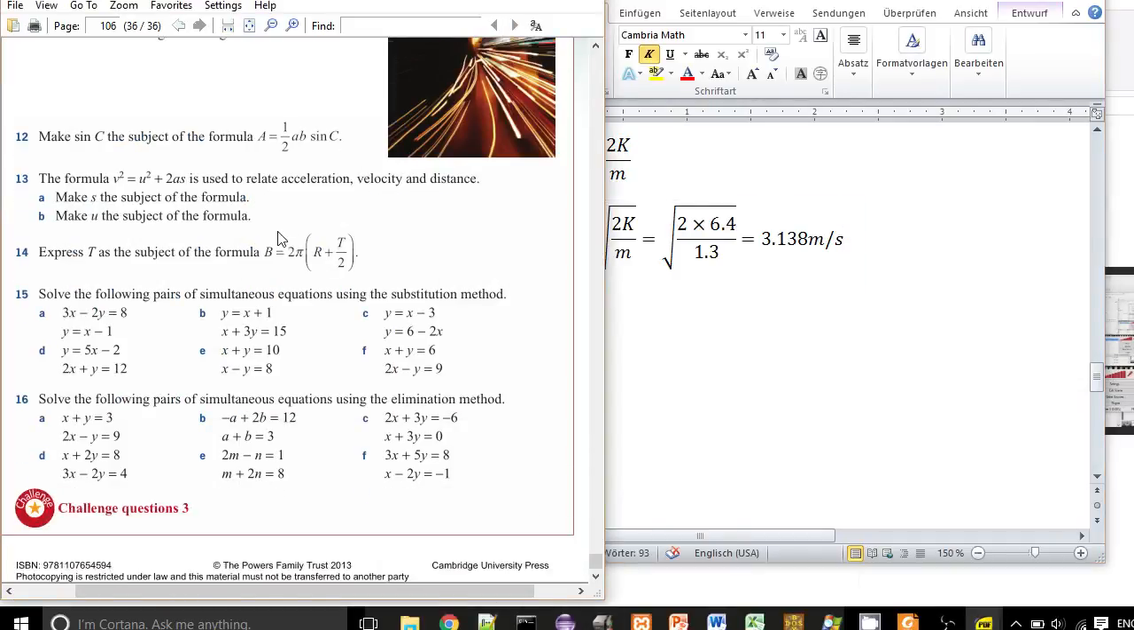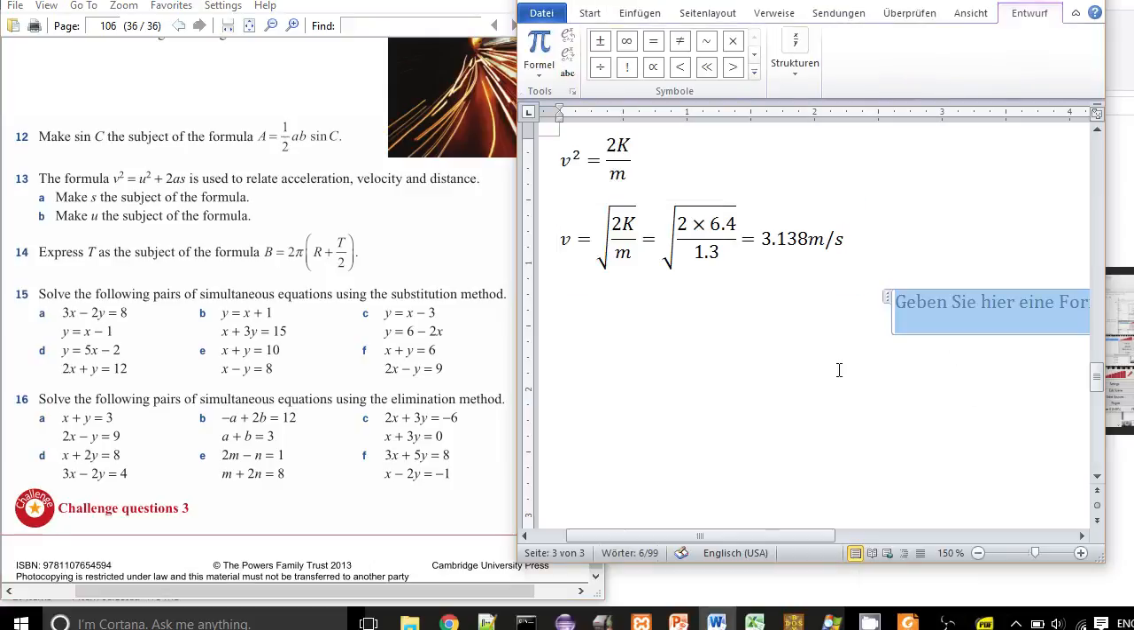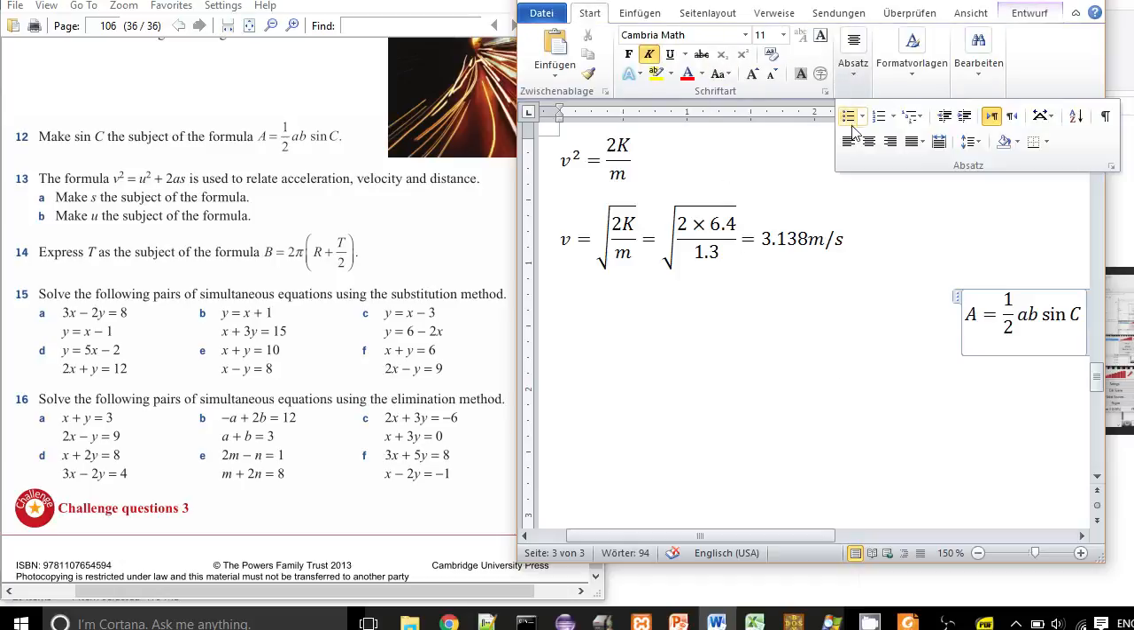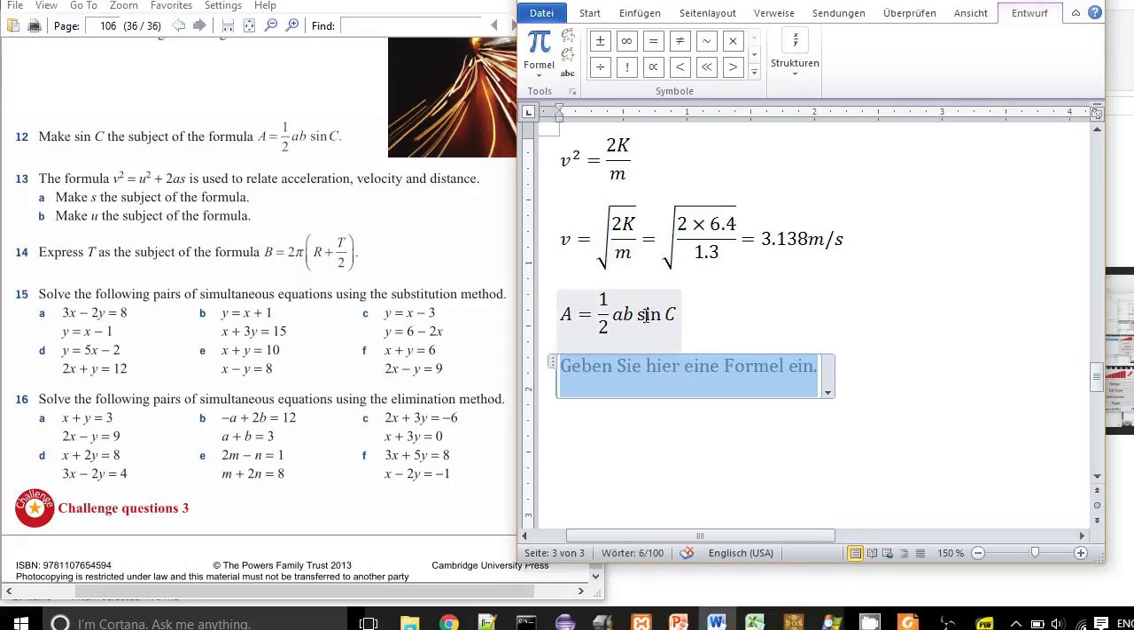Okay, let's keep going. Make sine C the subject. Easy peasy. So this is a real formula again. Alright. I need to move it over. I really don't know why it keeps doing that. So I need to get this by itself. So I need to get rid of the rest. The half, I can throw the 2 over here, double it.